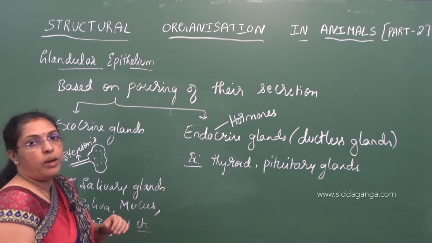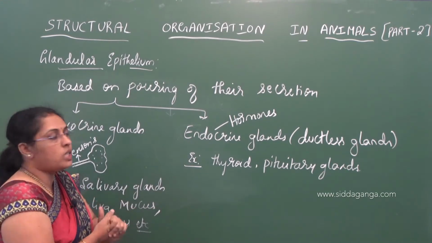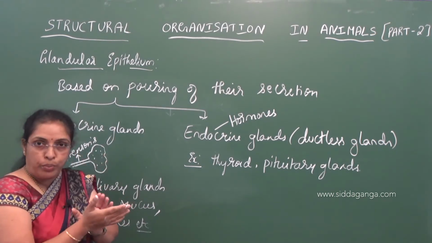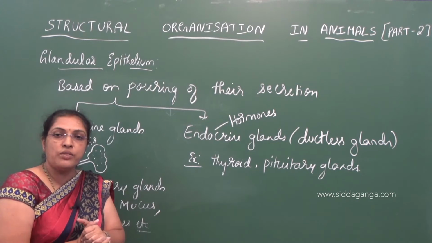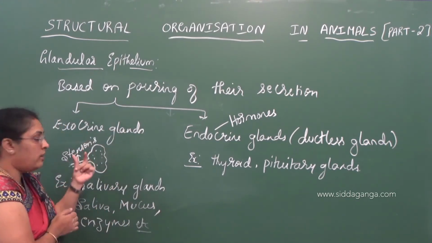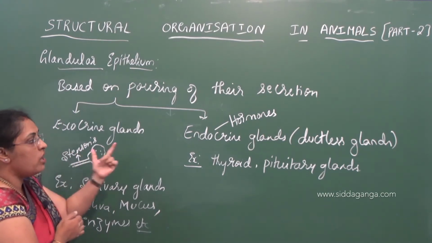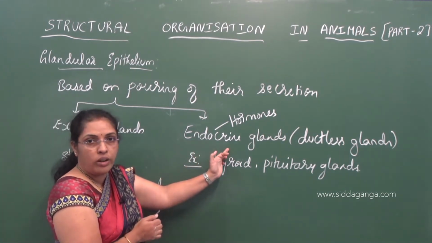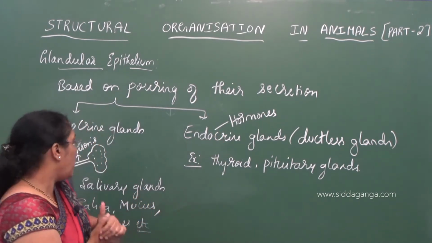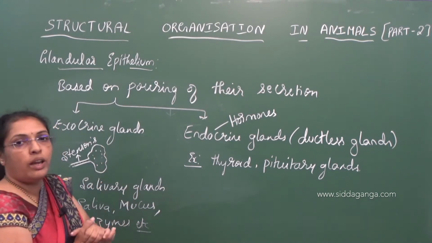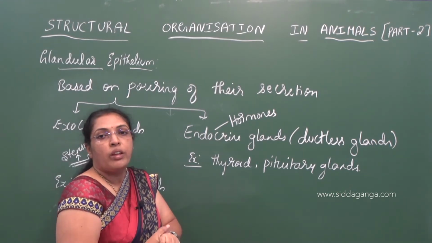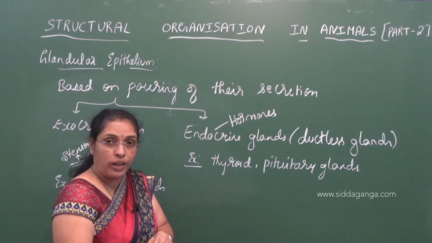In your exam, they may ask for 2 marks or 3 marks: write the difference between exocrine gland and endocrine gland. So write: based on the pouring of their secretion, the glands are classified into 2 types, exocrine gland and endocrine gland. In exocrine gland, they have ducts to release their secretion, whereas ducts are absent in endocrine gland. Here the secretion is released directly into the surrounding connective tissue. An example for exocrine is salivary glands. For endocrine we have all the endocrine glands like thyroid, thymus, pituitary gland. They all come under endocrine glands.